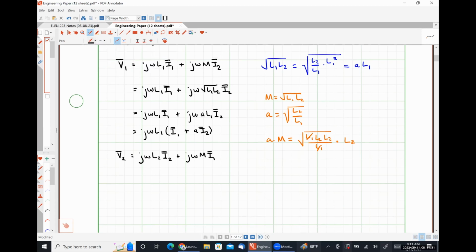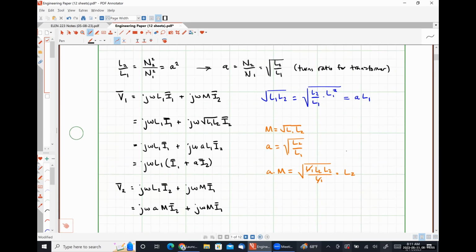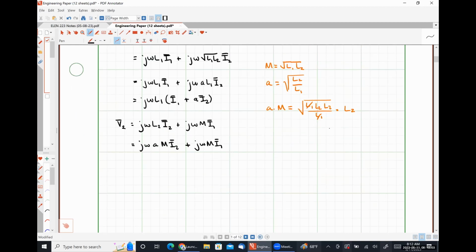Okay, so I'm going to do that here. So j omega A times M times I2 plus j omega M times I1. Well, up here, we figured out that M was the same thing as A times L1. So that's going to give me j omega A squared L1 I2 plus j omega A L1 times I1. And we can group things here.